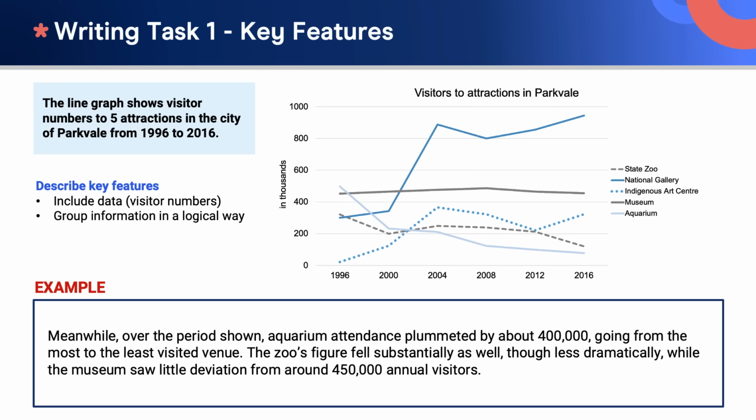This is the second paragraph describing the key features. Meanwhile, over the period shown, aquarium attendance plummeted by about 400,000. Again, we have detail and numerical data. The next sentence contrasts and links data about 2 different attractions. This is skillful use of language. There may not be time for a concluding, summarizing sentence. That's fine. There is no real need, but take care not to finish too abruptly. This sentence is good. It rounds off the response with a straightforward description of the last of the 5 attractions.